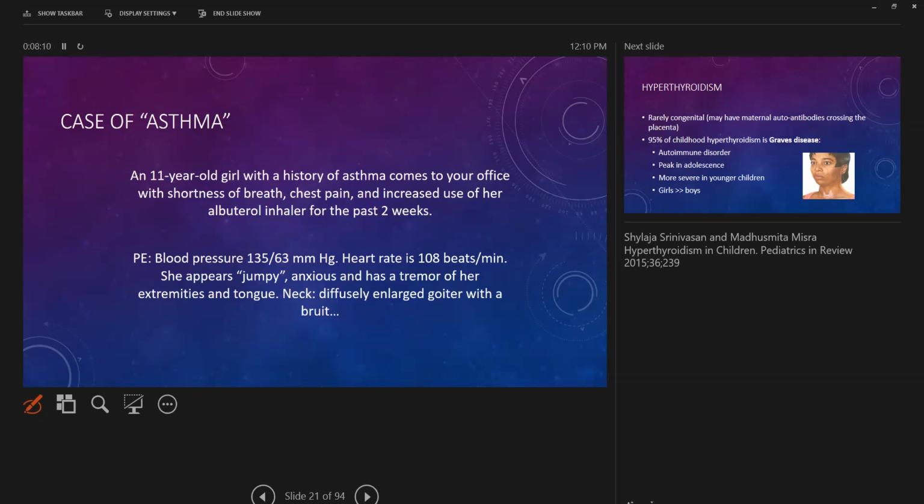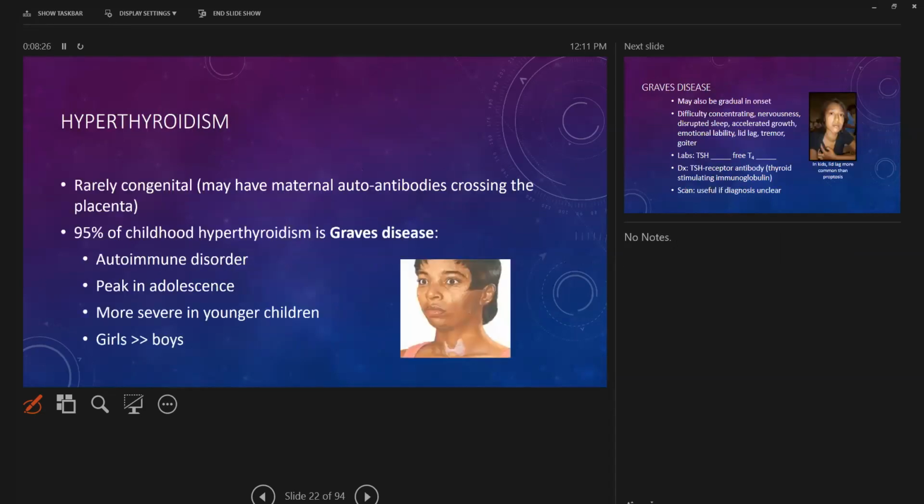She appears jumpy, anxious, and has a tremor of her extremities and tongue. In her neck, you notice a diffusely enlarged goiter from the doorway and a bruit. What are you dealing with here? You're probably dealing with a severe case of Graves' disease or hyperthyroidism. We really use these fairly interchangeably.